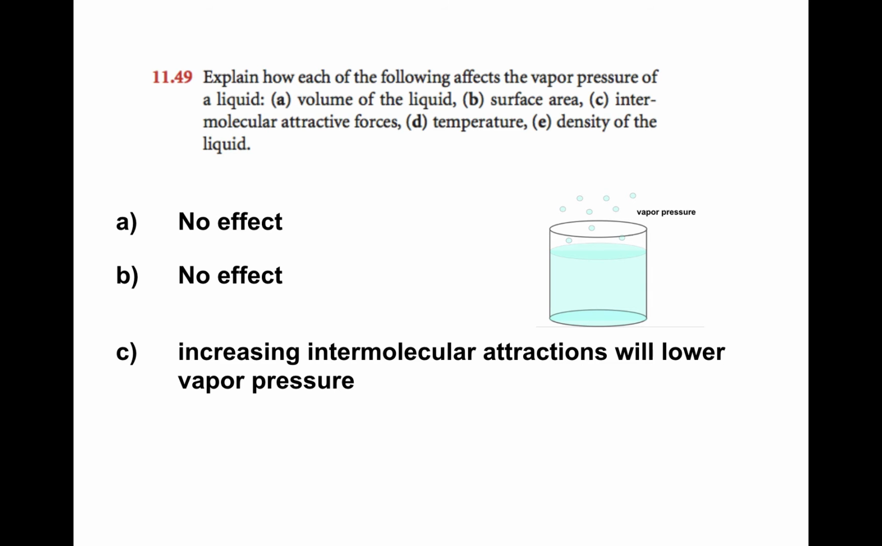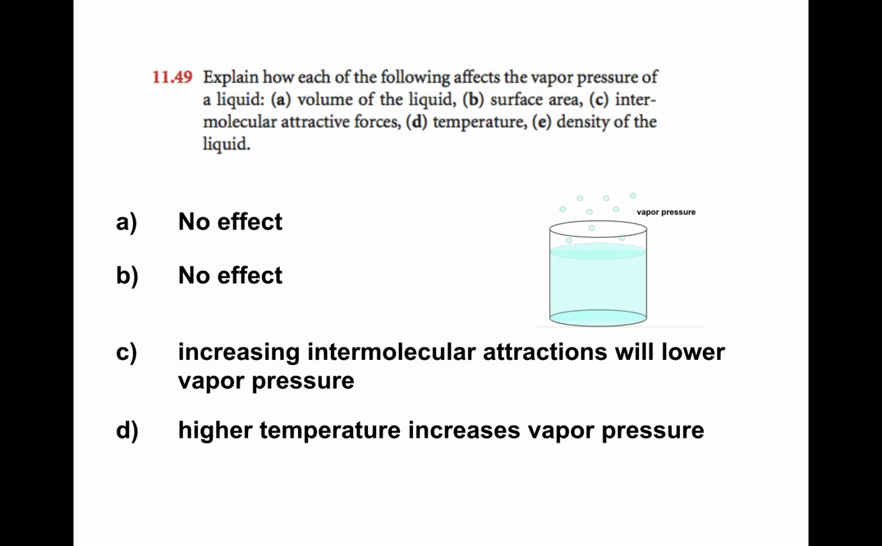All right, so stronger intermolecular attractions hold those particles back and won't allow them to go into the gas phase. Temperature, so like I said, it's temperature dependent. Higher temperature, the particles are moving faster, they're going to ignore intermolecular attractions and go into the gas phase easier. Density of the liquid, right, heavy particles are harder to put into the gas phase than lighter particles. So high density, lower vapor pressure.